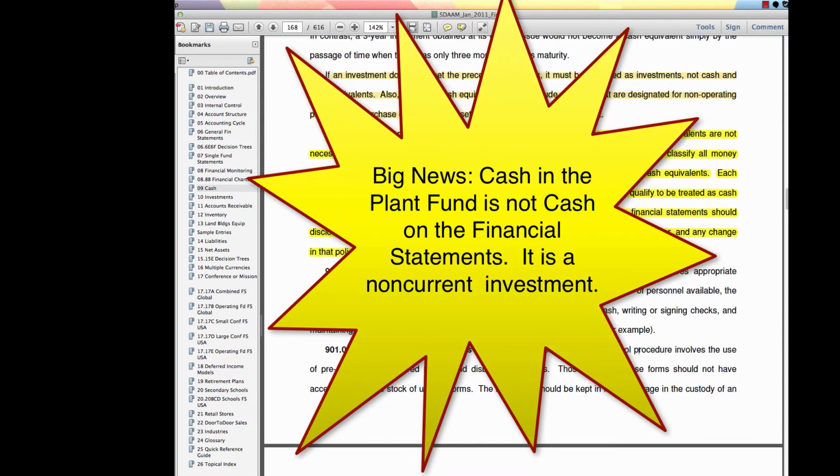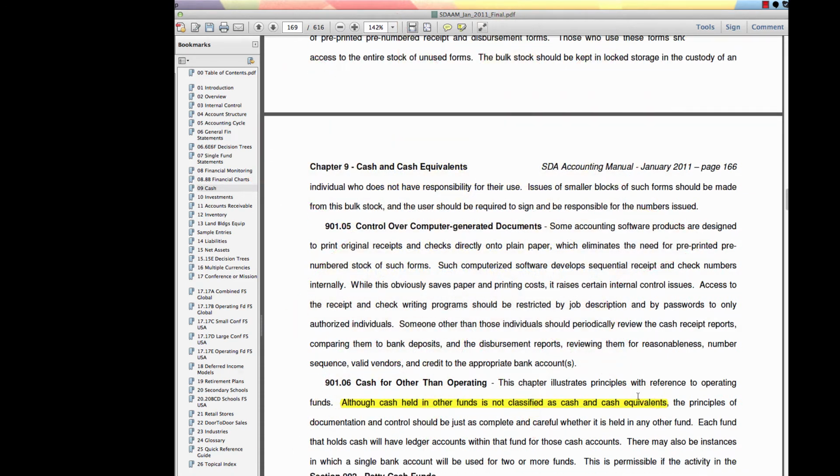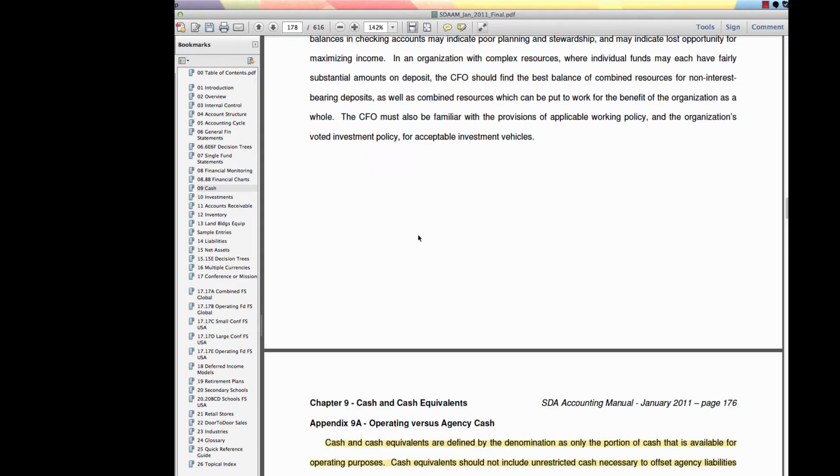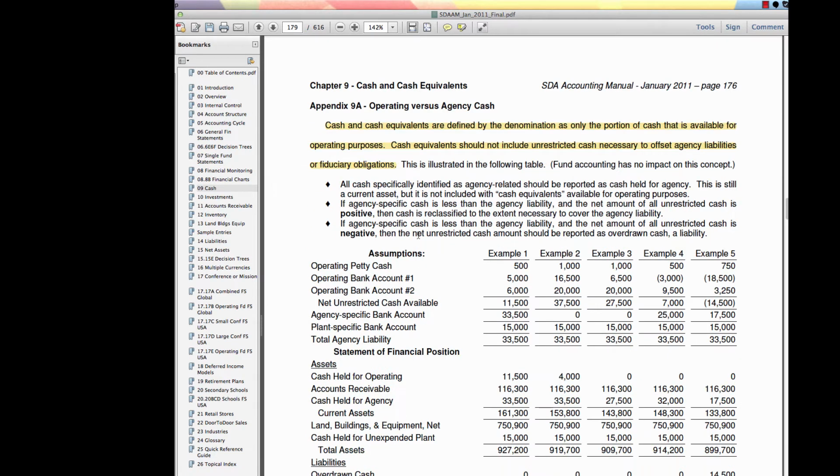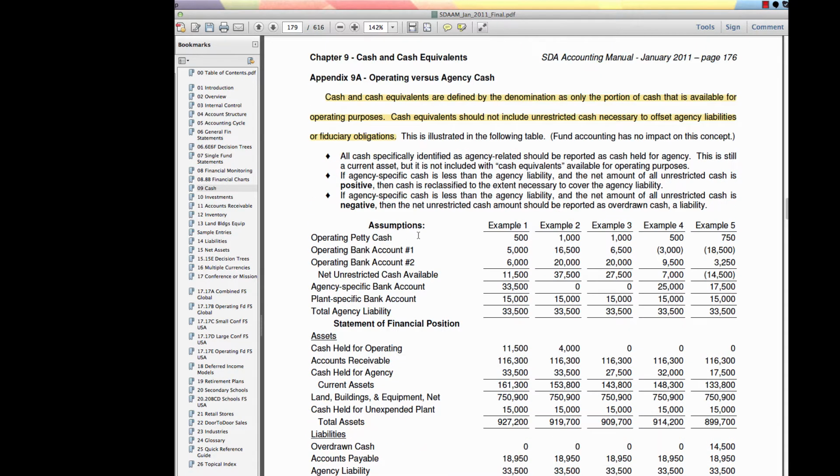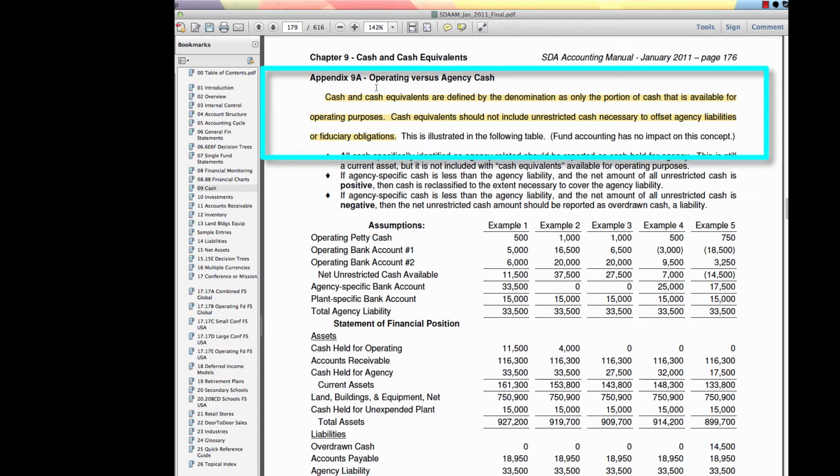Okay. The next big news under cash is down here, this Appendix 9A. It has a very important rule in it. It's about financial reporting, so let me read it to you. Operating cash versus agency cash. Okay, this is news to a lot of people. Cash and cash equivalents are defined by the denomination as only the portion of cash that is available for operating purposes. So if it is not available for operating purposes, it's not cash and cash equivalents.